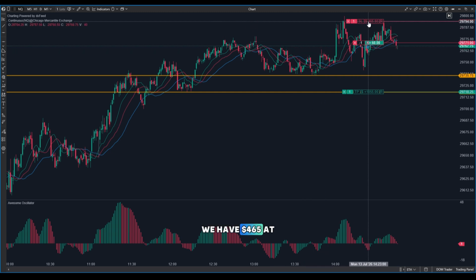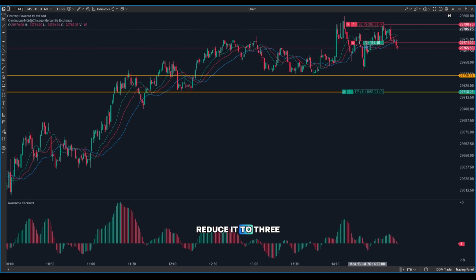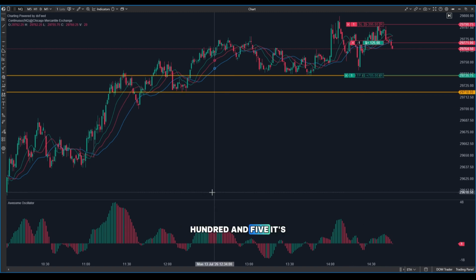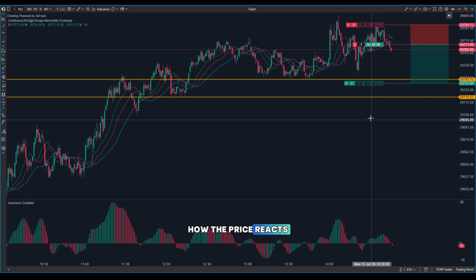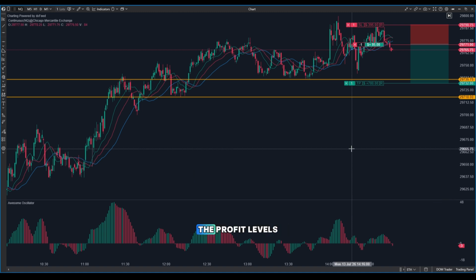We have $465 at risk. At first, it was $585, and now I can reduce it to $395. If I leave the stop profit here, that would be $705. It's decent. The risk to reward with the current condition, let's make it 1 to 2 and see how the price reacts to these levels. We can always change the profit levels.